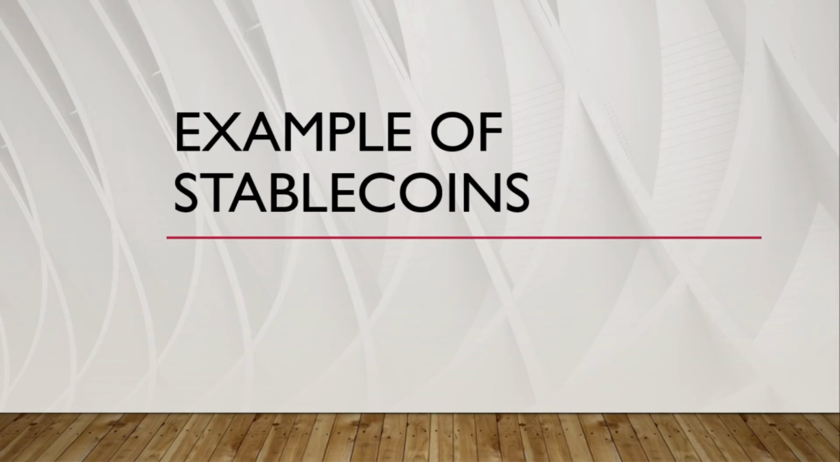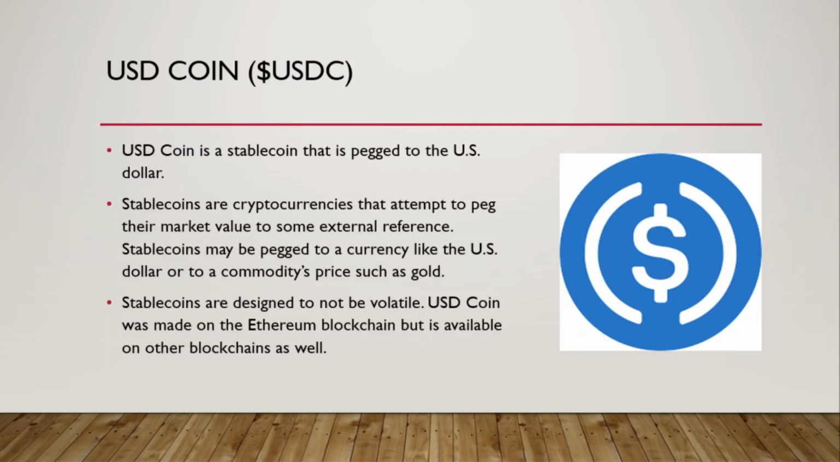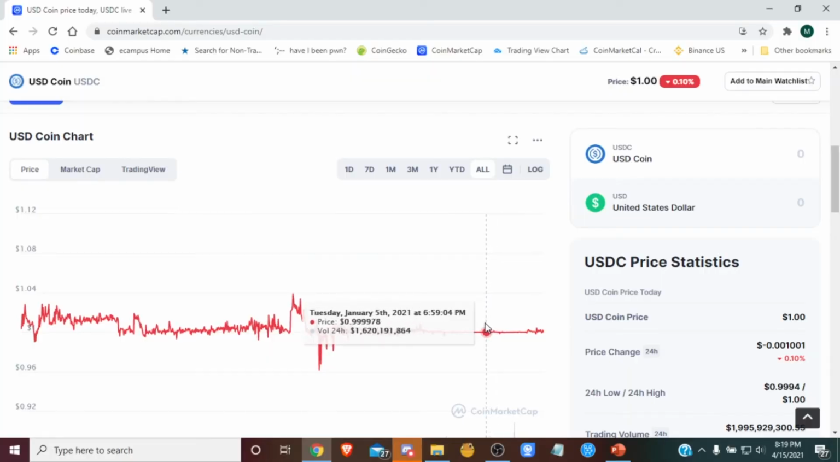Examples of stablecoins. USD coin, or USDC. USD coin is a stablecoin that is pegged to the US dollar. Stablecoins are cryptocurrencies that attempt to peg their market value to some external reference. Stablecoins may be pegged to a currency like the US dollar or to a commodity price such as gold. Stablecoins are designed to not be volatile. USD coin was made on the Ethereum blockchain, but is available on other blockchains as well. As you can see, its price remains consistently at $1 at all times.